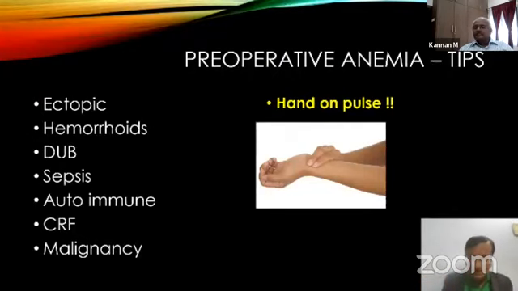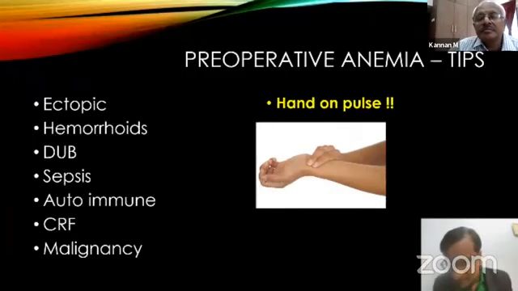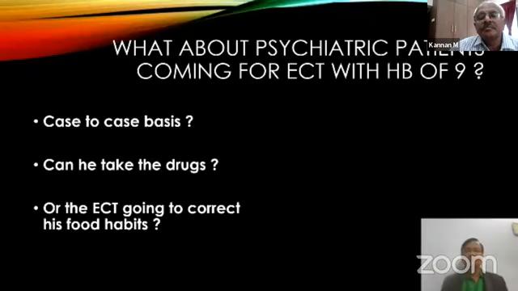And if there is tachycardia, it means there is some volume loss. High systolic, low diastolic means anemia is compensated by SVR reduction. So all these things make you think that this patient is anemic.